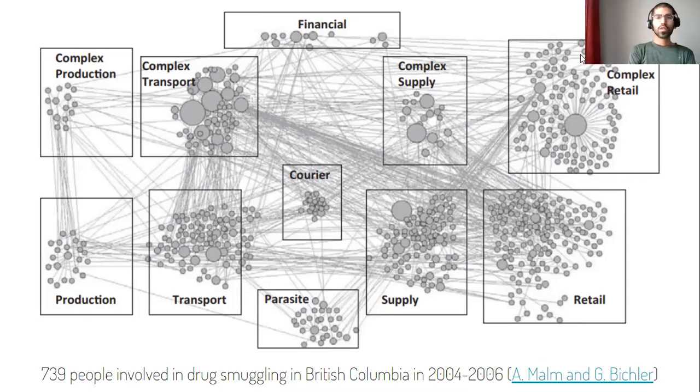So the purpose of this study was to figure out, how do we stop this drug supply? How do we break apart the network? How do we disrupt it? And that's a very cool application of network science. How do we break apart the networks? Not how do we get them to be better?